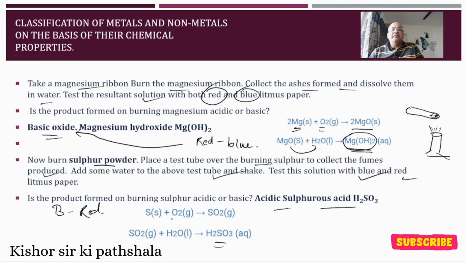Here you see sulfur reacts with oxygen to form sulfur dioxide. Sulfur dioxide, when it reacts with water, gives H2SO3, that is sulfurous acid. So this is my acidic oxide as such.